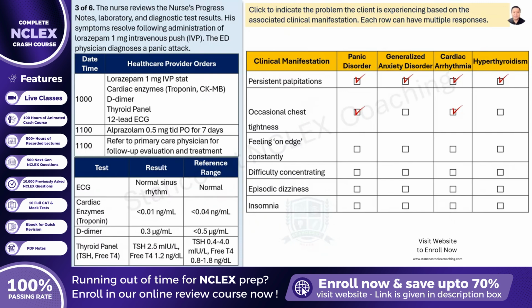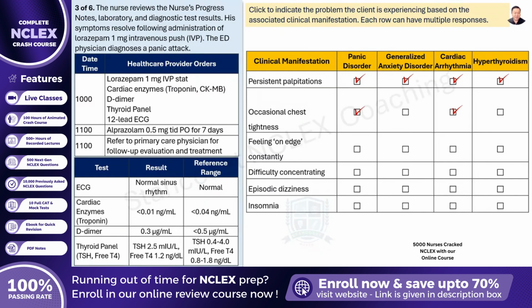And hyperthyroidism is also not associated with occasional chest tightness, because even though it can cause palpitations and heat intolerance, chest tightness isn't usually how it shows up. Now, if you're going to pick this, you might be focusing too much on the hormone effects of the thyroid, not the broader symptom profile. So you've got to be careful in choosing your condition here.